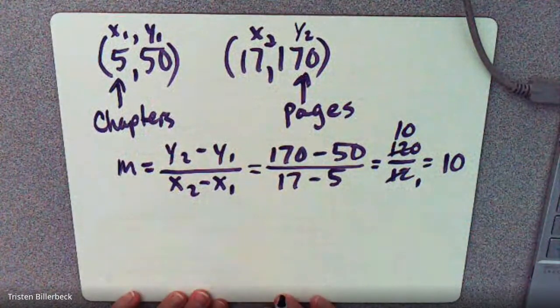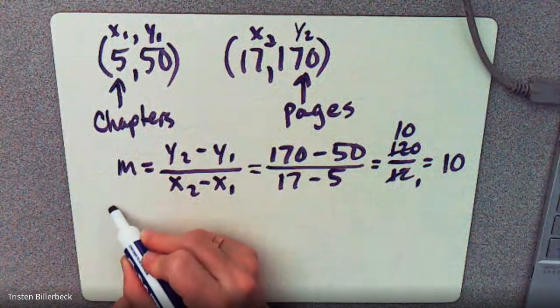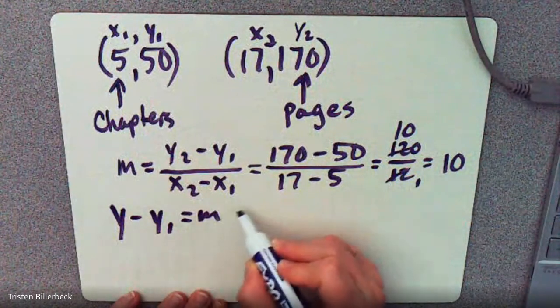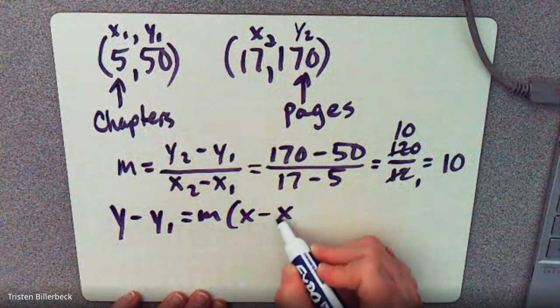Now we can use the point slope formula. The point slope formula is y minus y1 equals m times x minus x1.